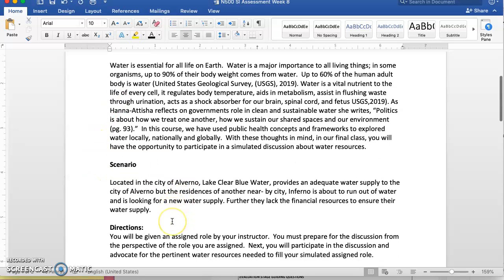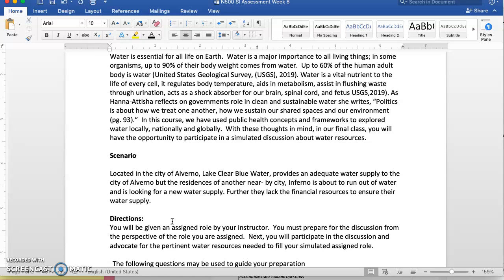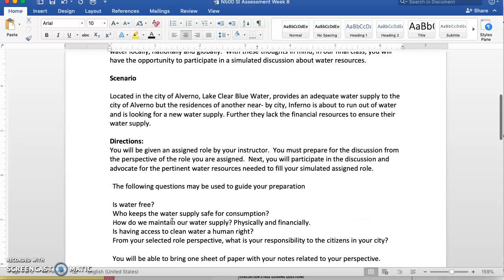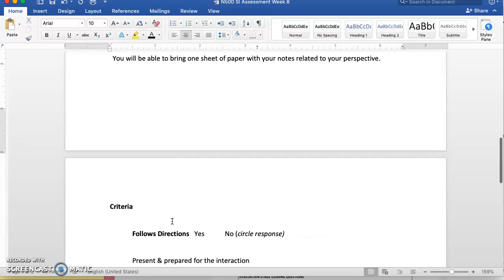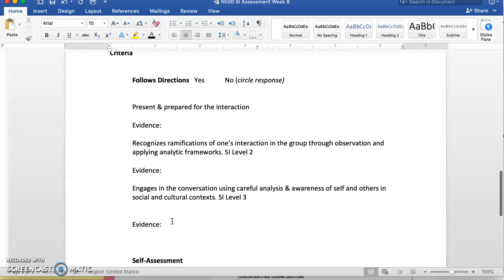And you have your role, and as you're preparing for the discussion, you want to prepare from the perspective of your role. You're going to use these questions to help guide your preparation. And here's the criteria. One, did you follow the directions? Two, this is social interaction level 2, and you're going to apply some of the social interaction frameworks here. You're going to give me evidence that you did that. It's not as hard as it sounds.